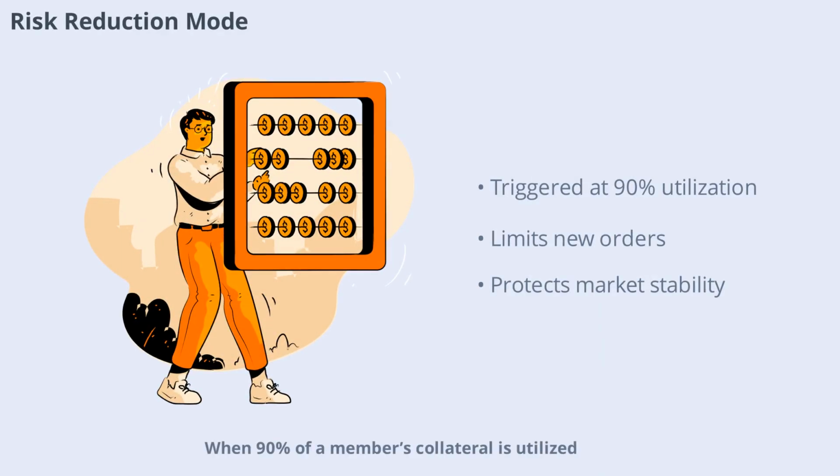When 90% of a member's collateral is utilized, the system automatically triggers risk reduction mode. All unexecuted orders are canceled, and only immediate or cancel orders are permitted.